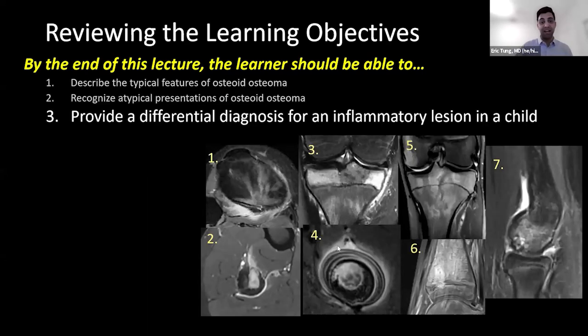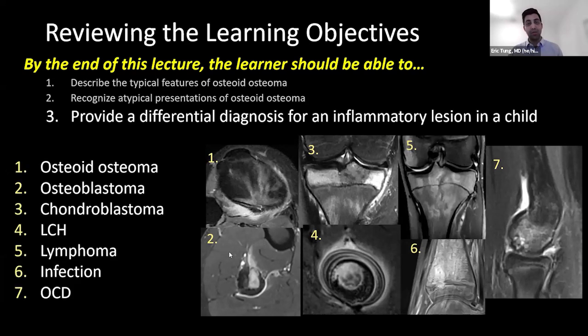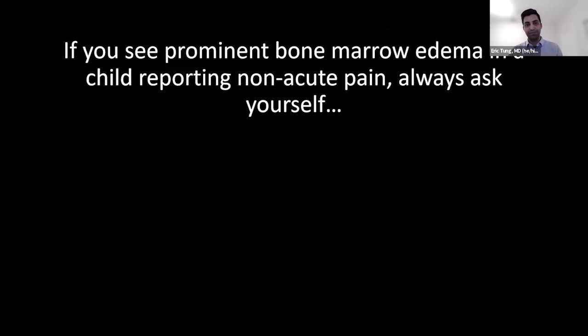And finally, we want to provide a differential diagnosis for an inflammatory lesion in a child. We talked about all of these lesions. I hope they're starting to stick in your mind, but we talked about osteoid osteomas, osteoblastomas, chondroblastomas, LCH, lymphoma, infection, and OCD.